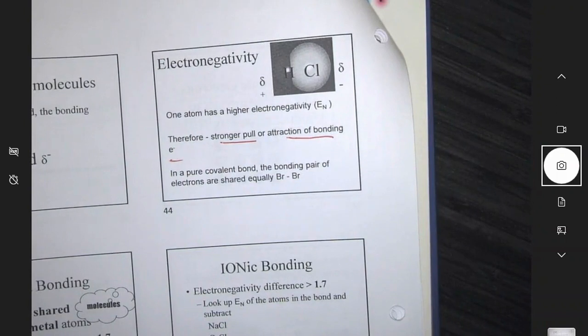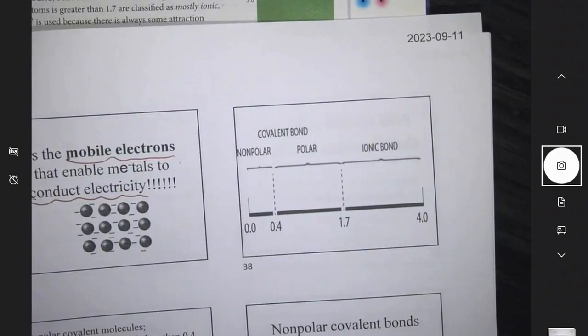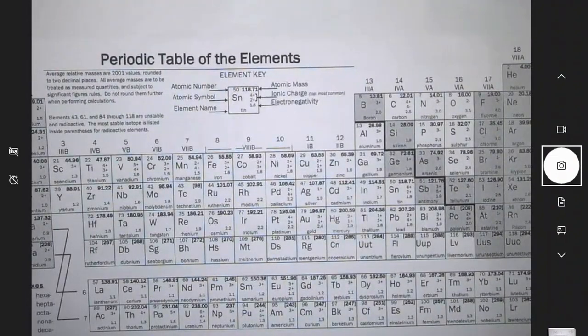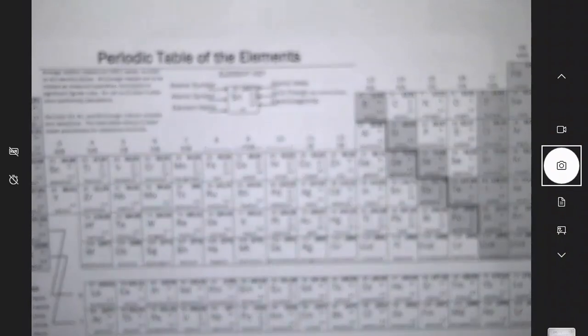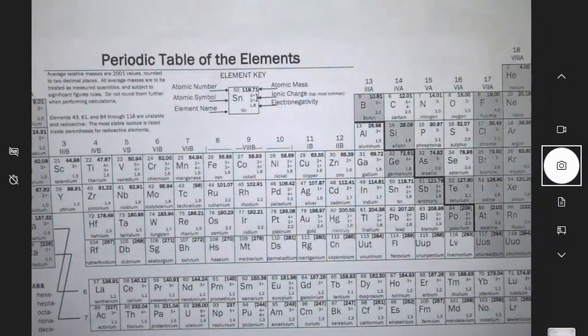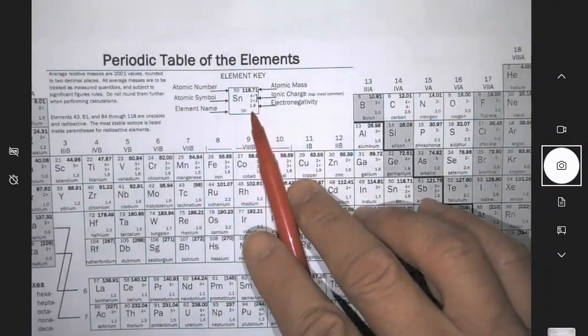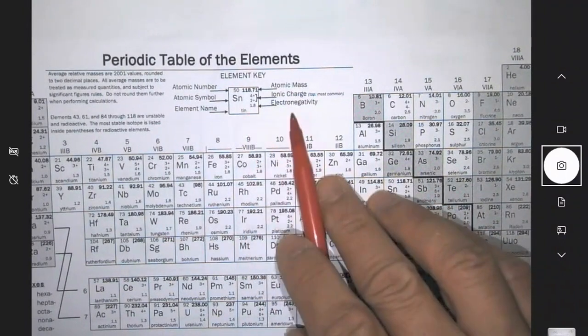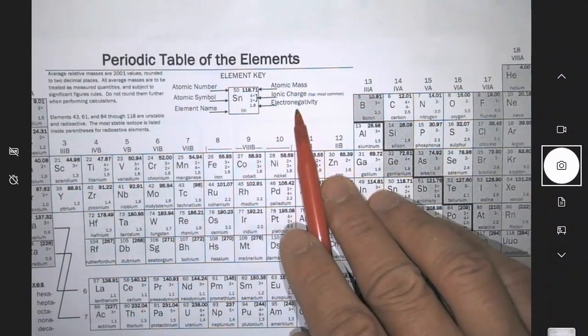So how does this work? Take out your periodic table, the one that you have. If you look at your periodic table, I'm going to focus my screen here a little bit more. This value here on your periodic table is the electronegativity of a particular atom, right? Of that particular atom of the elements.